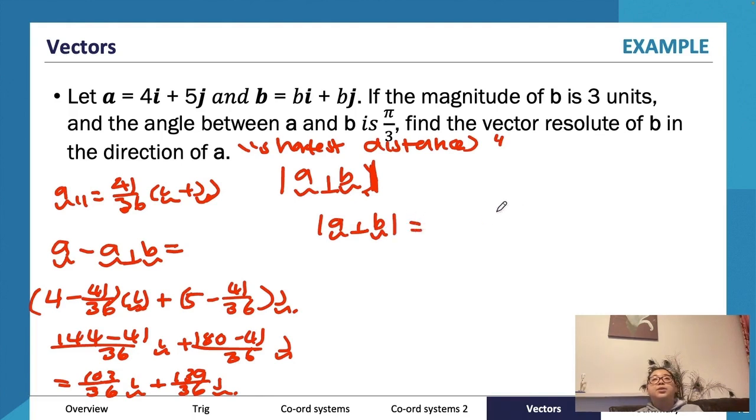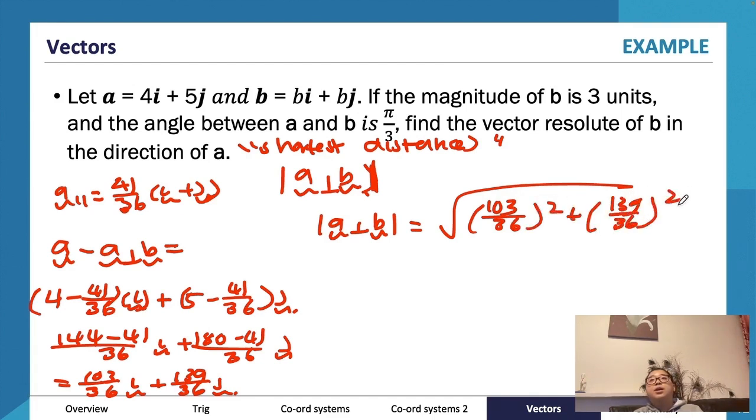And then they want the magnitude of it, so we can say the shortest distance a perpendicular to b is going to be equivalent to the root of 103 over 36 squared plus 139 over 36 squared. If we work that out on our calculators, 103 squared plus 139 squared, over 36 squared, rooted, will give us root 29,930 over 36. So that will be the shortest distance between A and B.